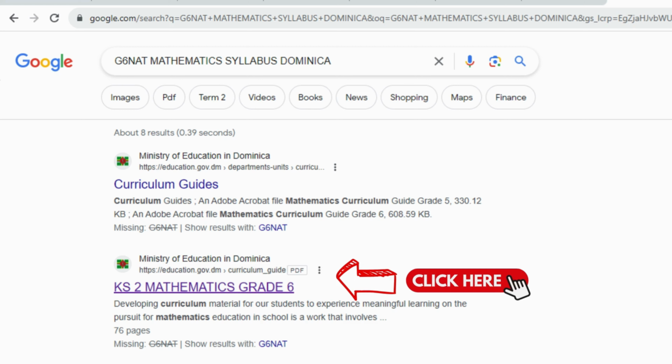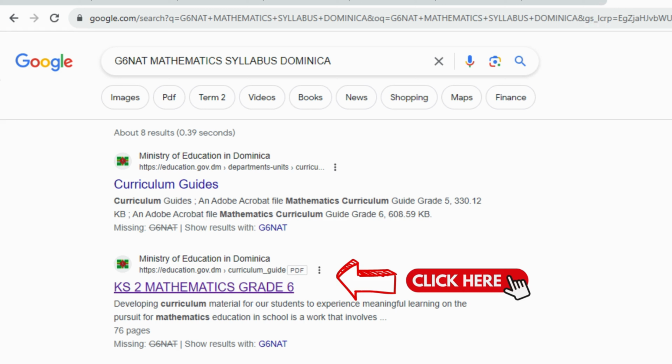grade 6 exam. Now, let me tell you this. Your curriculum guide is the Bible for your examination. I tell this to both my grade 6 students and my C6 students. This is exactly what will be on your exam. They can't give you anything else because this is the guide for the curriculum.